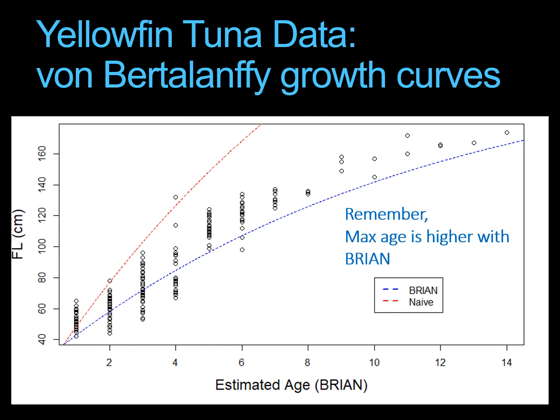When we then look at how the Bayesian model does, now we have estimated age from the Bayesian model on the x-axis. So we notice it runs from 1 all the way up to 14 because we've added in those missing rings. Again, fork length is on the y-axis. The Bayesian model fits these estimated ages quite well, and we can see the naive model is shooting off to some very high L infinity.